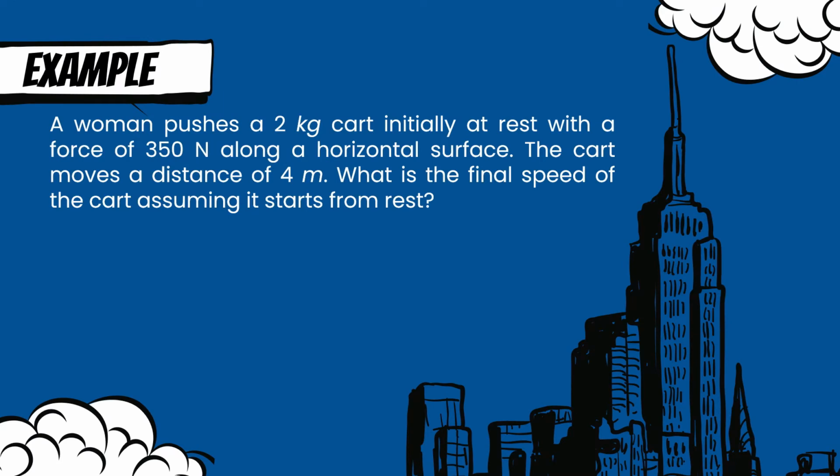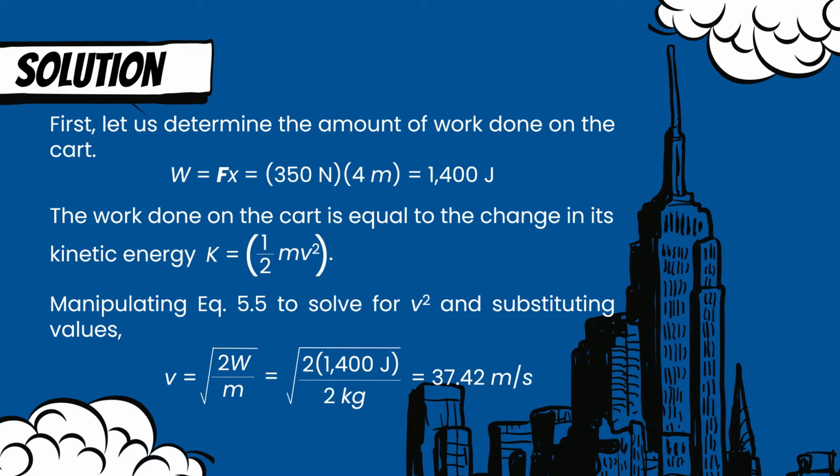For our first example, a woman pushes a 2 kg cart initially at rest with a force of 350 Newtons along a horizontal surface. The cart moves a distance of 4 meters. What is the final speed of the cart, assuming it starts from rest? First, let us determine the amount of work done on the cart. We have W is equal to Fx. Substituting, we have 350 Newtons times 4 meters is equal to 1,400 joules.